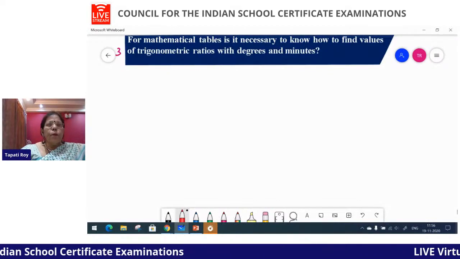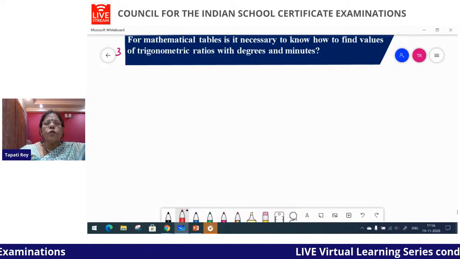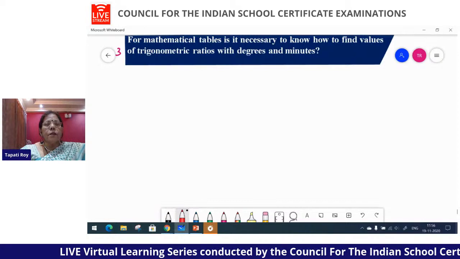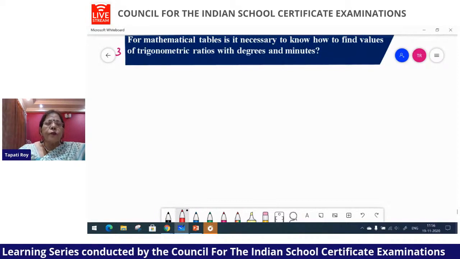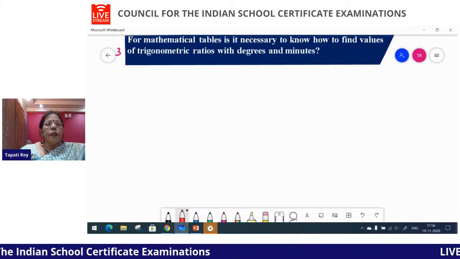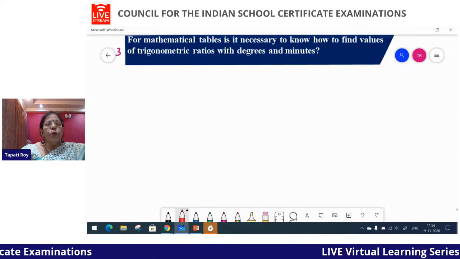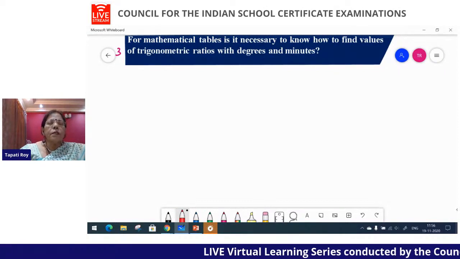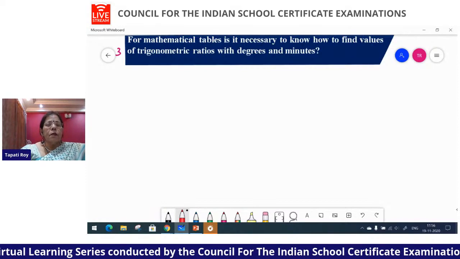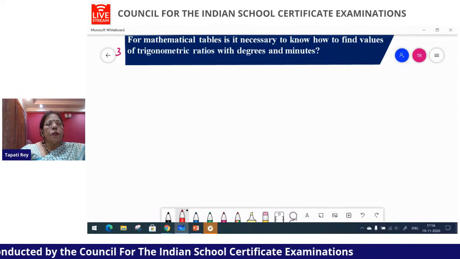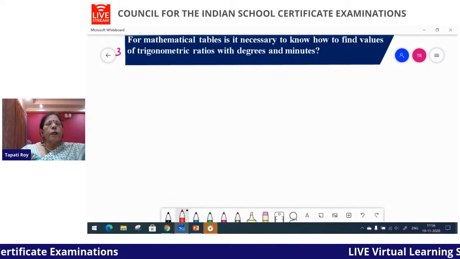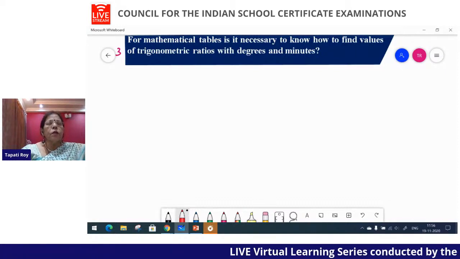So our next question: for mathematical tables, is it necessary to know how to find values of trigonometric ratios with degrees and minutes? According to the scope of the syllabus, you are supposed to know how to read trigonometric tables, both for degrees and minutes. But when it comes to heights and distances, solving the sums, you normally have only degrees. Still, your concept must be there, how to look up both degrees and minutes from your mathematical tables, which show the trigonometric tables.